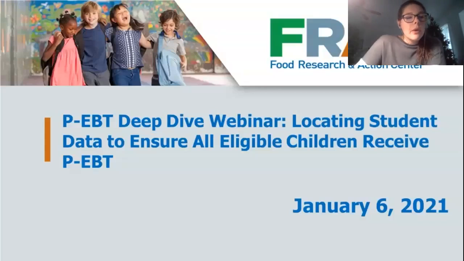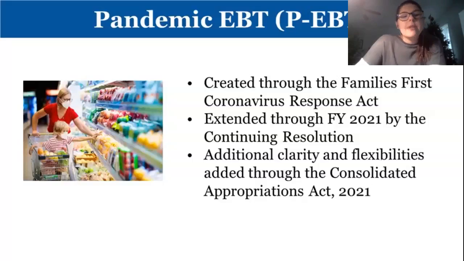But first, we want to give a quick update of what was included in the recently passed Consolidated Appropriations Act. P-EBT was created through the Families First Coronavirus Response Act this past spring, and was extended in the fall in the continuing resolution through fiscal year 2021. Just recently, the Consolidated Appropriations Act provided clarity and flexibility surrounding the program.